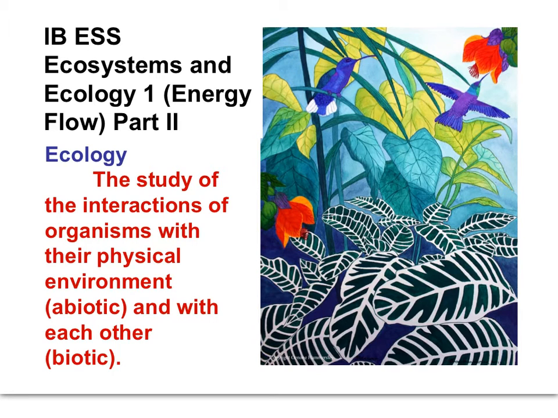ESS Ecosystems and Ecology 1 Part 2 examines productivity as the transformation of energy and matter into biomass. Productivity values are rates presented in energy or mass units over time. The significant ideas are that the interaction of species with their environment results in energy and nutrient flows.